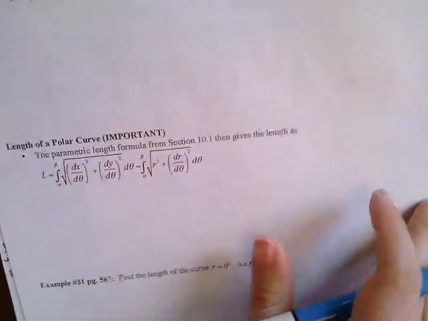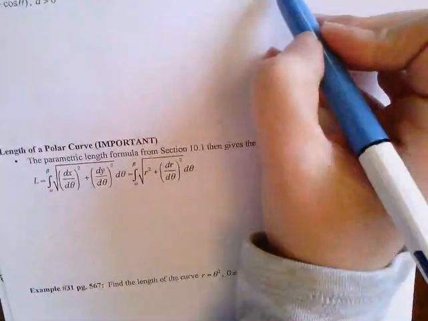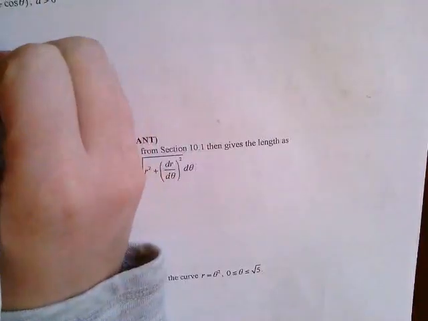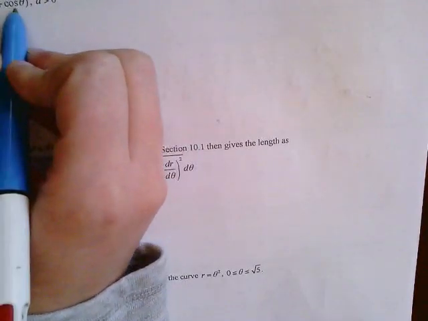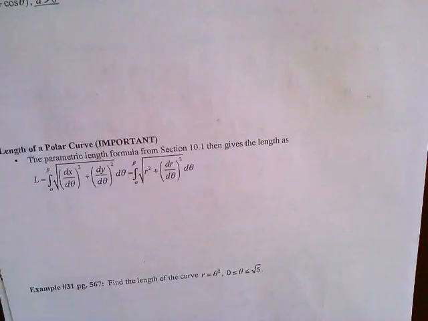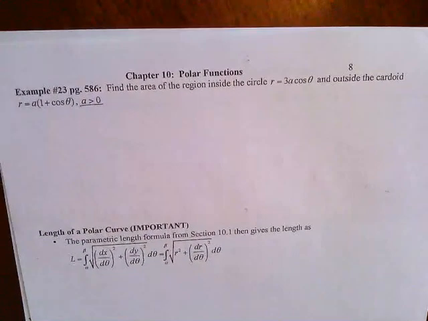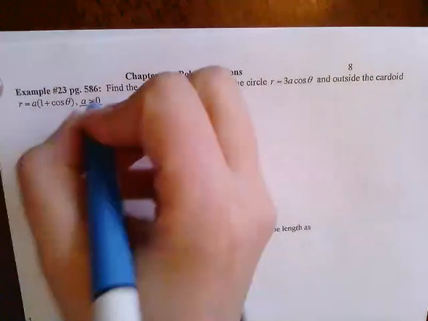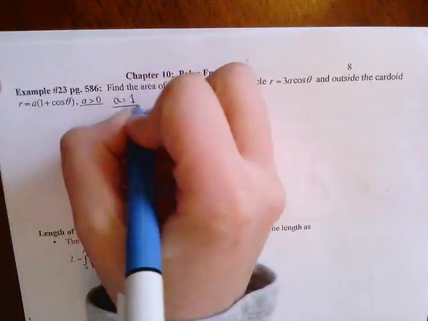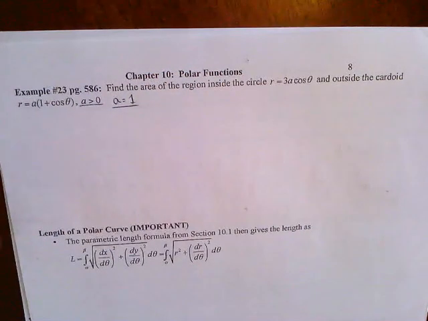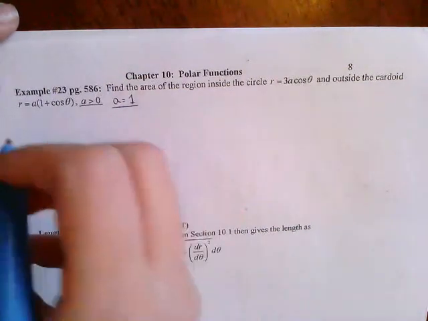R equals 3a cosine of theta, and outside of the cardioid, R equals a times 1 plus cosine of theta, where a is greater than 0. Okay? So just to make things a little bit easier, I'm going to let a equal 1 for this specific problem. Now, they won't always give you examples like that. They'll usually tell you what a is. But if they don't, pick an a.